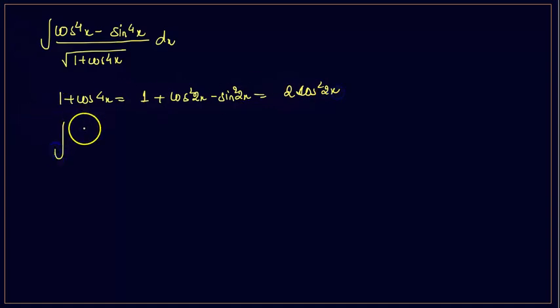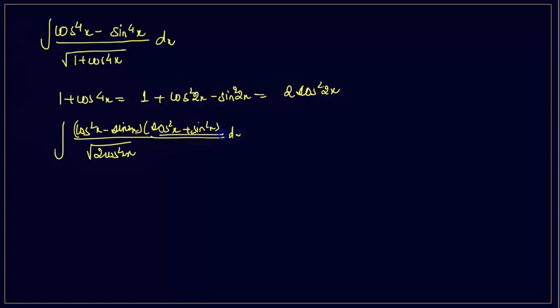So you will get in the denominator root of 2 cos square 2x, and in the numerator you will write cos square x minus sine square x. Why? Because we are using the formula a square minus b square is equal to a plus b times a minus b. So cos square x plus sine square x will turn out to be 1.